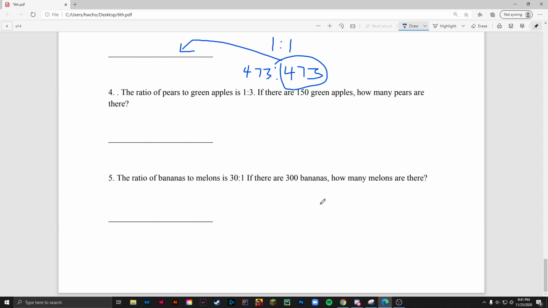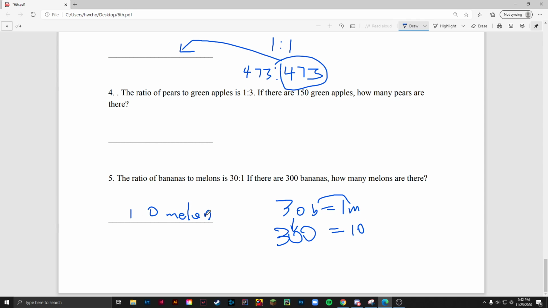The ratio of bananas to melons is 30 to 1. 30b equals 1m. So right here, 300. These two are the same, and that's what we have to account for. And we would get 10 melons, because 30 times what is equal to 300? 10. So this would also be equal to 10. And the answer is 10 melons.